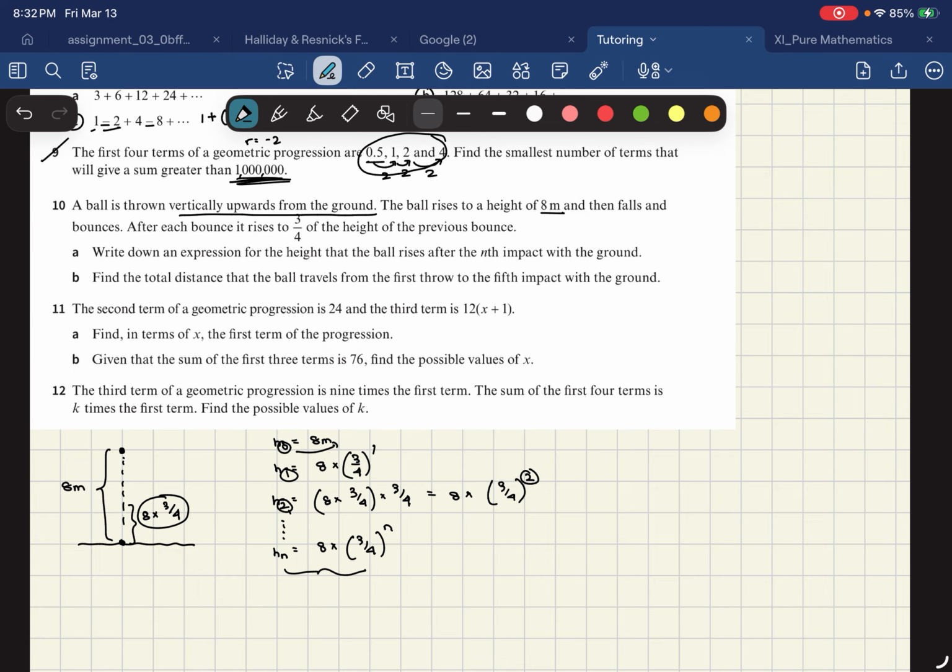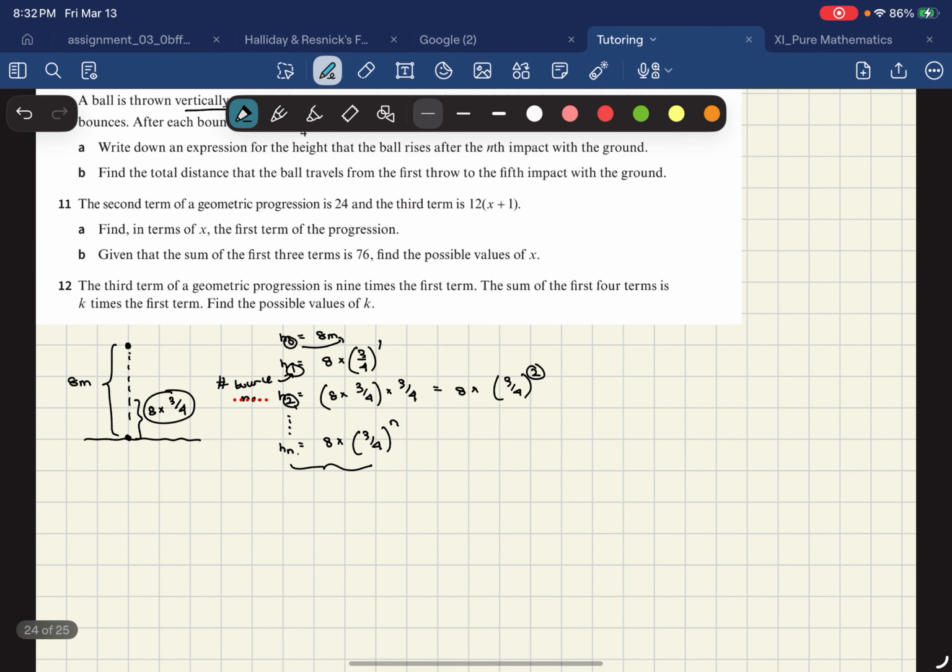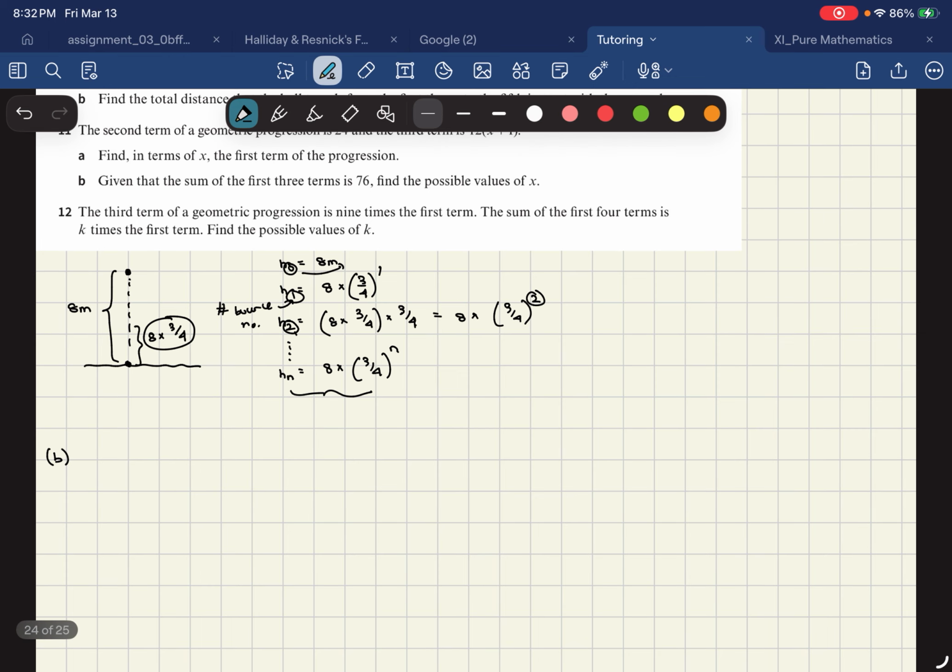After it hits the ground for the first bounce and goes up, it attains 8 times 3/4. The subscript here is going to be the bounce number, or number of bounces. Okay, so that is part A, that is the expression. And B says, find the total distance that the ball travels from the first throw to the 5th impact with the ground.